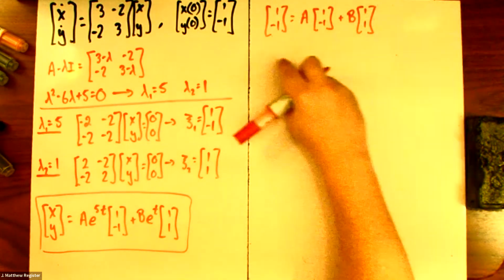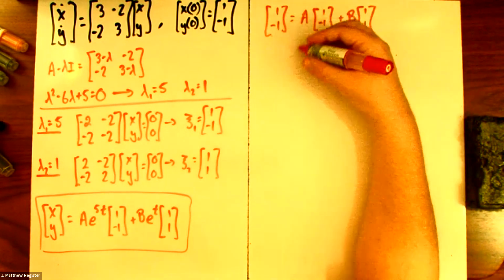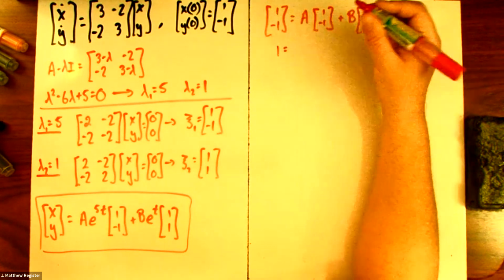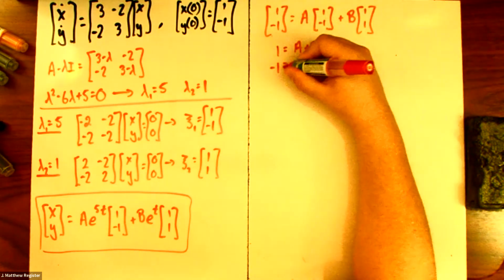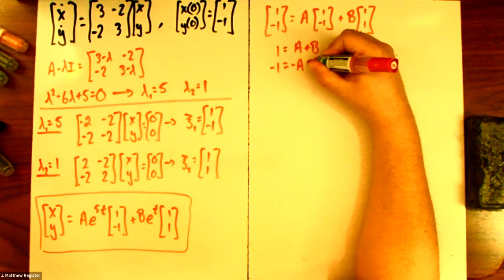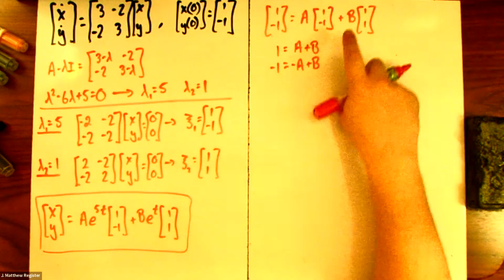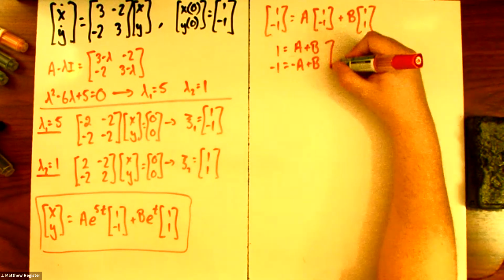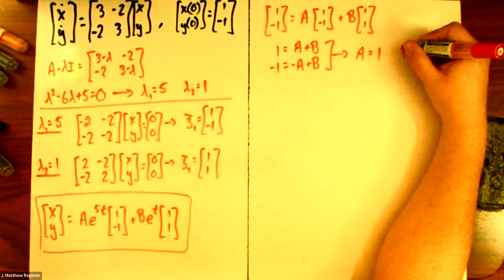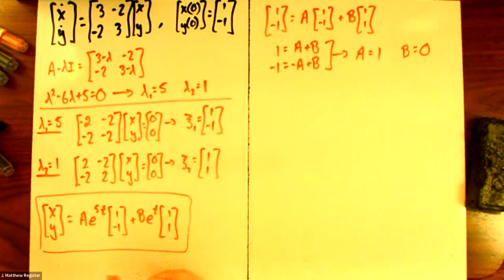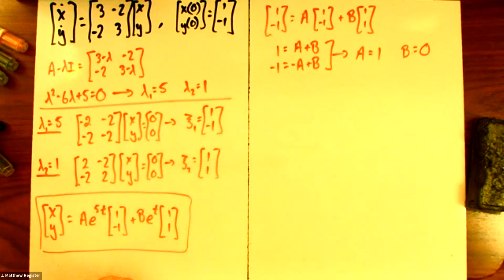At this point, you might be able to just look at it and see the solution. If you don't, you can break this down. You could say that 1 is equal to a plus b, and -1 is equal to -a plus b, just by distributing the a through to each and the b through to each. But our solution in this case is going to be a is equal to 1 and b is equal to 0. And hopefully you can see that pretty quick.